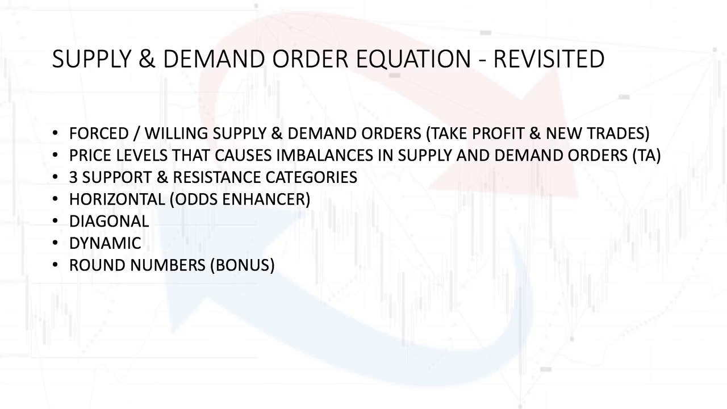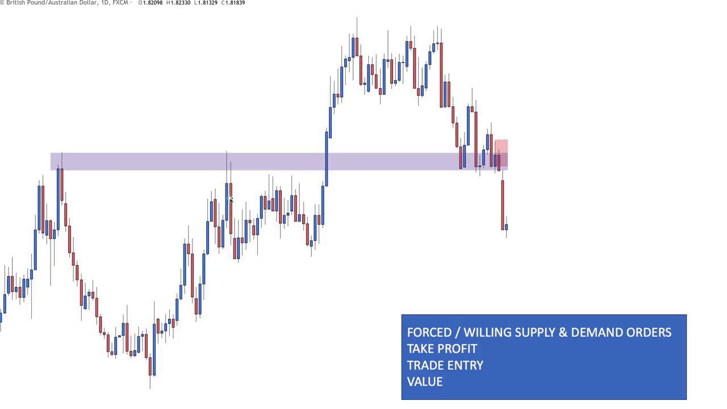So let's get into an example of a horizontal support and resistance. You should know this, but we're going to go over the supply and demand equation and forced and willing supply. So if we look at this level here, we've got a level of resistance. In fact, let me just bring up my pen. So we've got a level of resistance here, and we've got some confirming support price action right there.